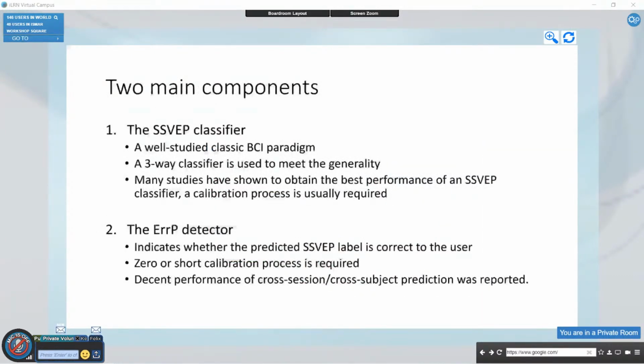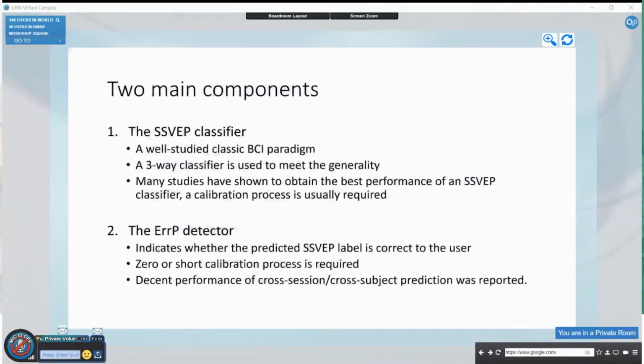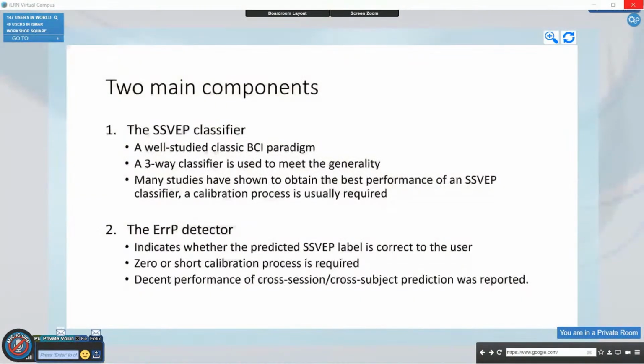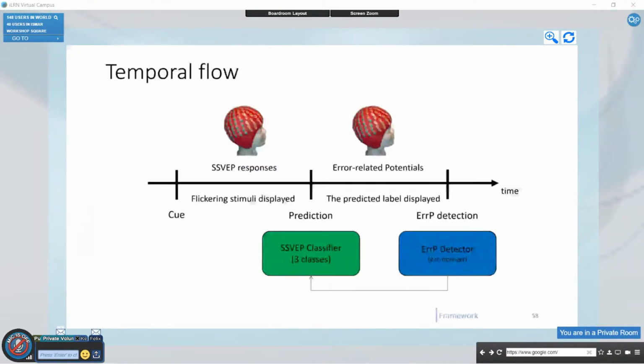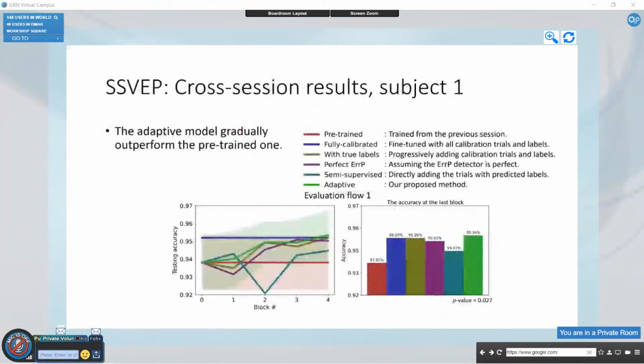Everyone's done a lot of SSVEP work out there. There's usually a calibration process, and the idea is to use the ERP detector to detect whether the predicted SSVEP label that's presented to the user is correct. And we're relying on the fact that the ERP detector requires a zero or short calibration process. So this is kind of what it looks like. We're looking at time of what we did, and then this is the result that we arrived at with a few months' work.